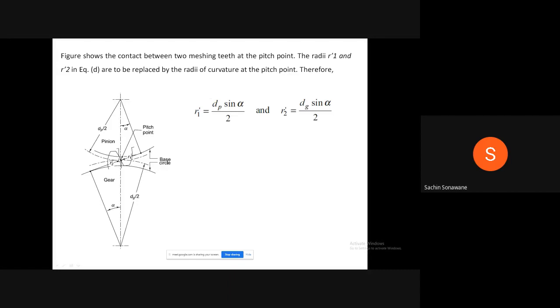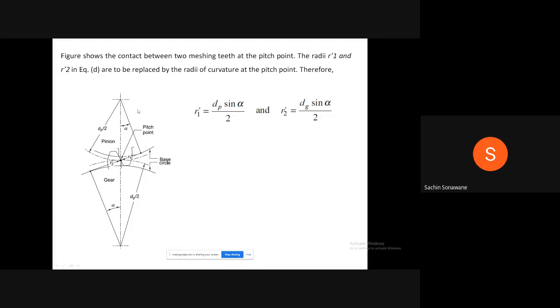This radius is dp divided by 2. Therefore, sine alpha is equal to R1 dash divided by dp divided by 2. Therefore, R1 dash is equal to dp into sine alpha divided by 2. Similarly, considering this as the right angle triangle, sine alpha is equal to R2 dash divided by dg divided by 2. dp divided by 2 is equal to the pitch circle radius of pinion. dg divided by 2 is equal to the pitch circle radius of gear.